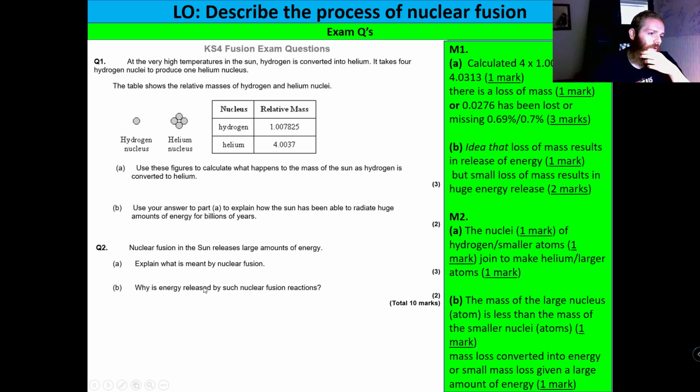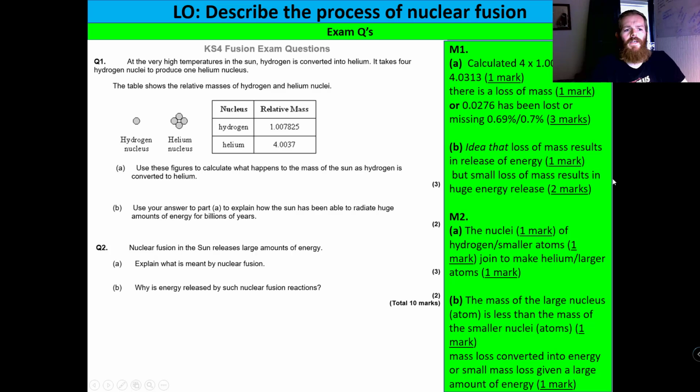Question 2b, why is energy released by such nuclear fusion reactions? That's because the mass of the large nucleus, or the large atom, I could have said atom there, is less than the mass of the smaller ones combined. And because there's less mass after the reaction than there was before, some of that mass gets converted into energy, okay? So mass loss converted into energy, or small mass loss given a large amount of energy, okay? So that is the answers to those.